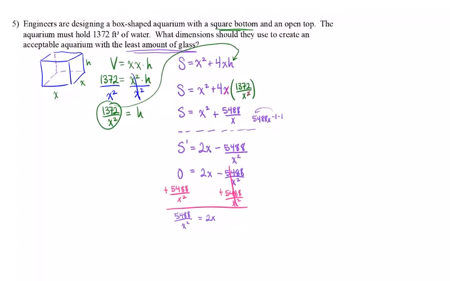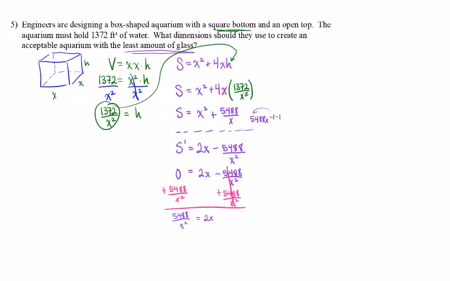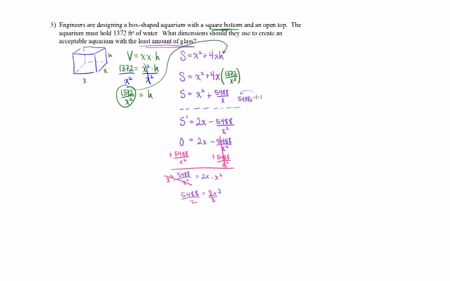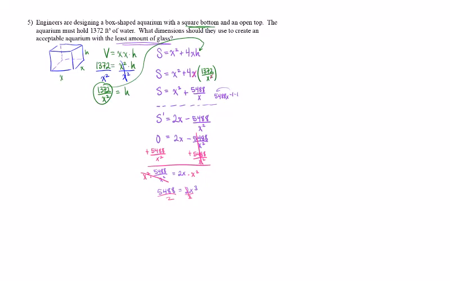Okay, and now we can either cross multiply or just multiply x squared on both sides, however you want to think of it. These will cancel out, and we'll just get 5,488 equals 2x cubed, right? X times x squared is x cubed. We can divide by 2, and we get 2,744 equals x cubed. And now we can take the cube root of both sides.